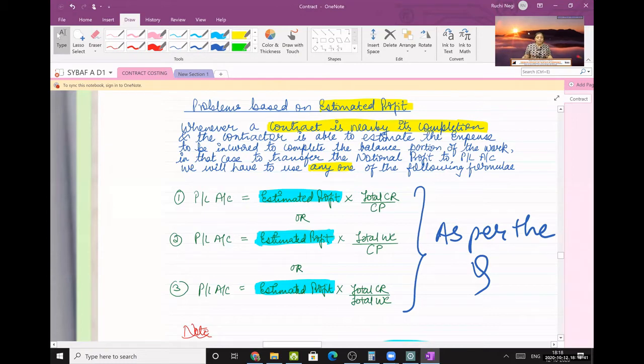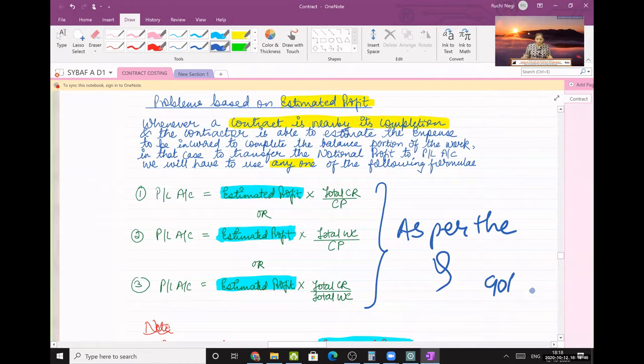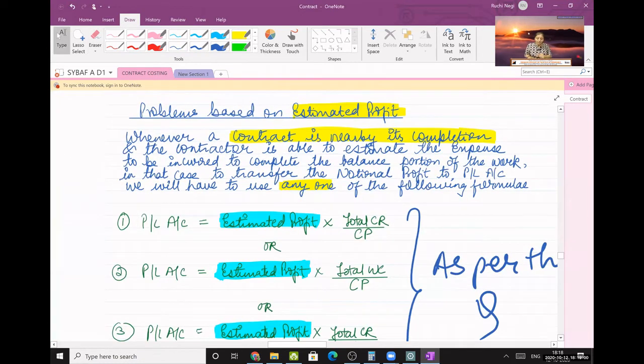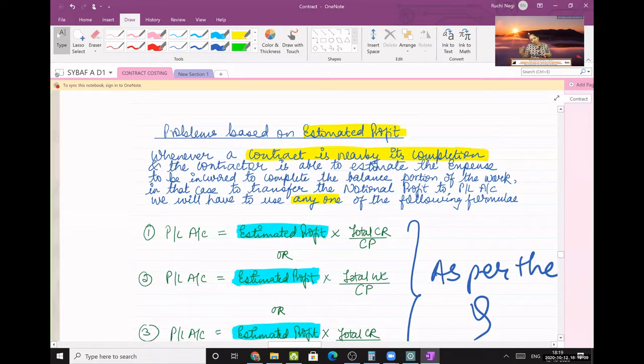What kind of contract is an estimated contract? One where 90% of the work is done, only 5% or 10% is balance. OK, 90 to 95% of the work is done. That is why they use the word nearing completion. Whenever a contract is nearby its completion, nearby means 90 to 95% of the job is done, only 5 to 10% is balanced. That time estimated contract comes into picture.